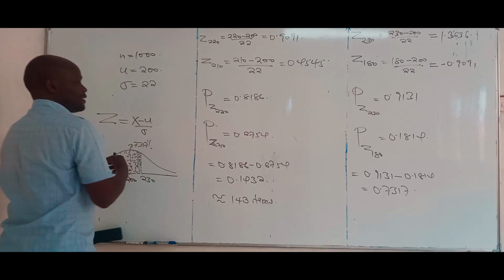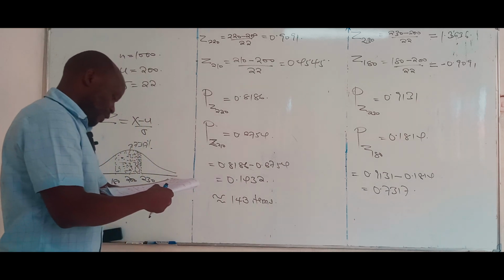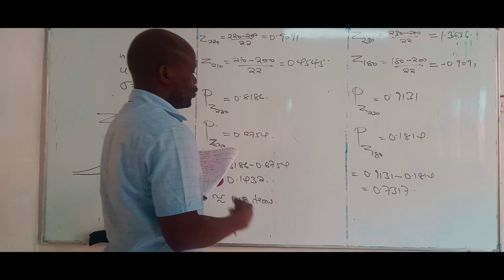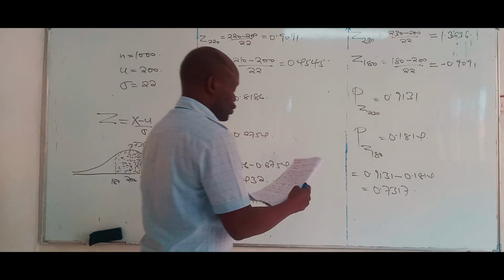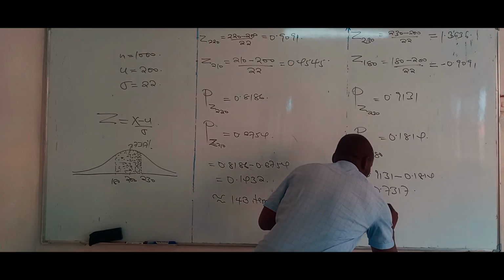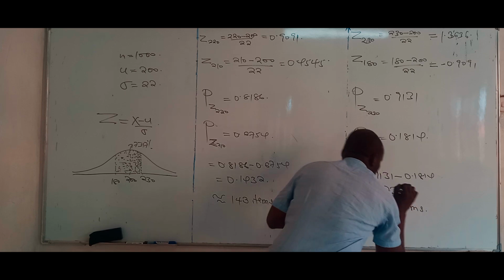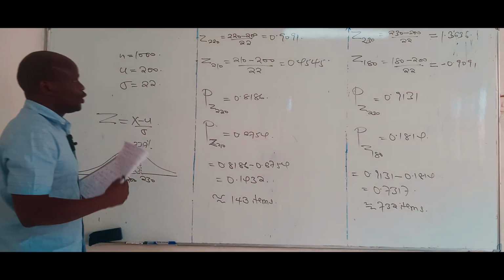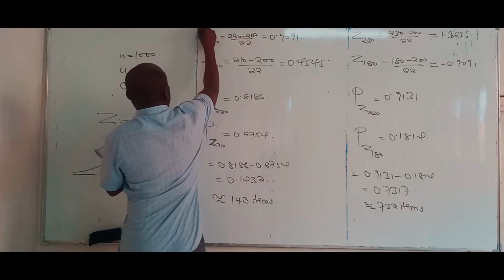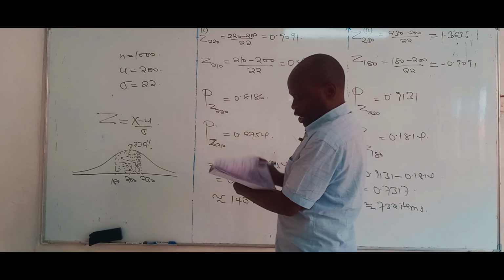If what is required is the number, then I would have to multiply this by 1,000 to get the number. In which case, it will be approximately 732 items. So that answers Roman 2. That answers Roman 2. This was Roman 1. This is Roman 2.